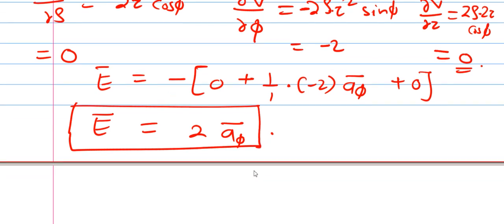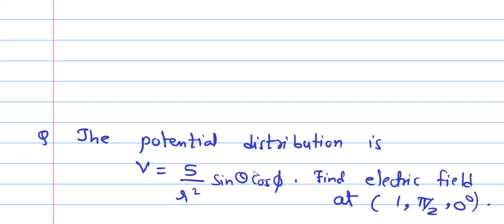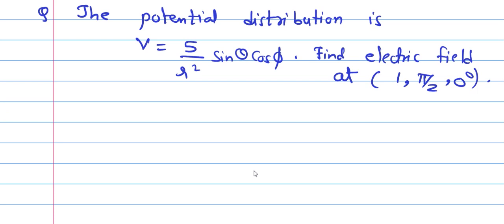Now let's look at one question based on the spherical coordinate system. The potential distribution is 5 by r square sin theta cos phi. Find the electric field at 1 comma pi by 2 comma 0 degree. So spherical coordinates are r, theta, phi. So theta is pi by 2, phi is 0 degree, and r is 1.